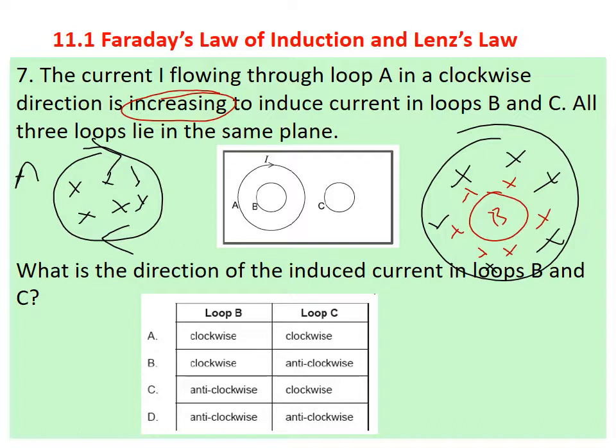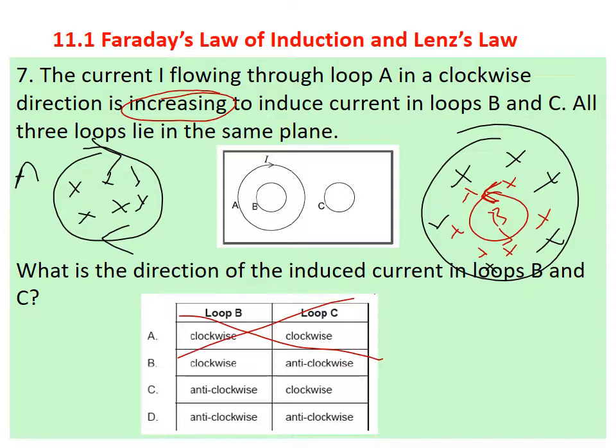So to get X's on the outside of coil B, I first can just wrap my fingers around the B coil. So my fingers need to go into the board above the coil. That means my thumb at the top is pointing to the left. That means that for loop B, I am inducing a current anti-clockwise or counterclockwise. So I can eliminate choices A and B right now.